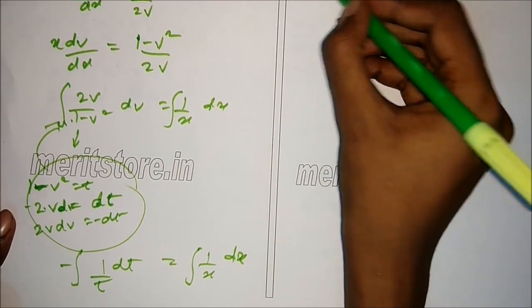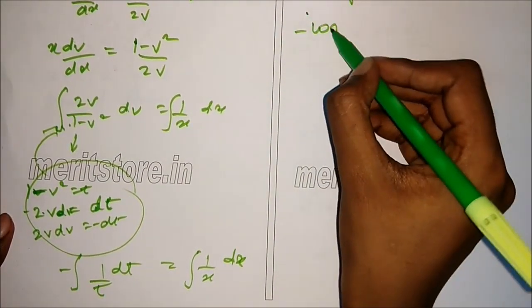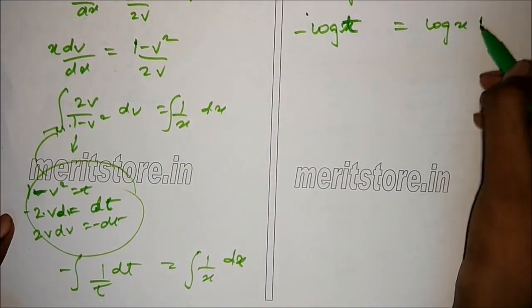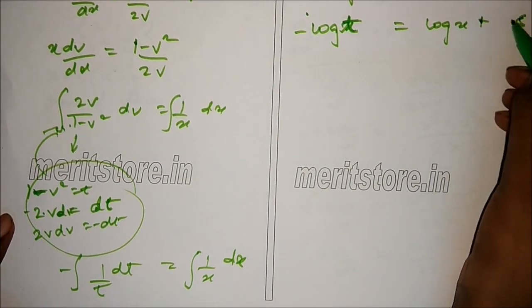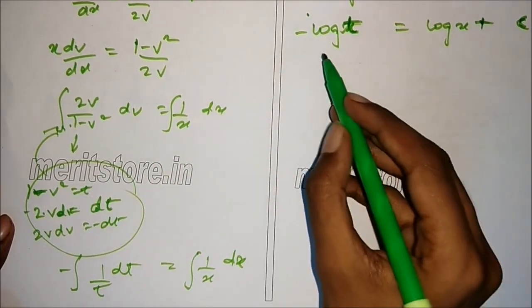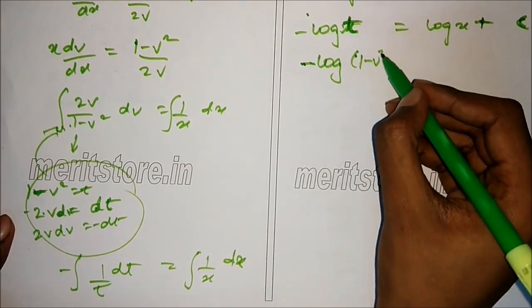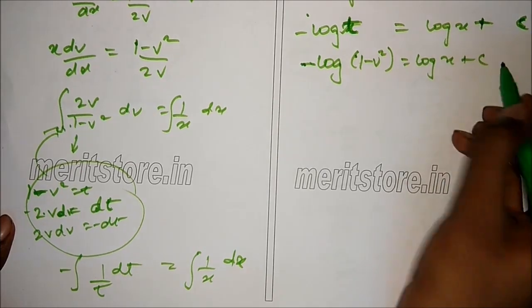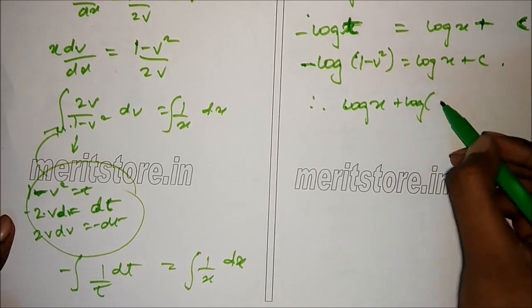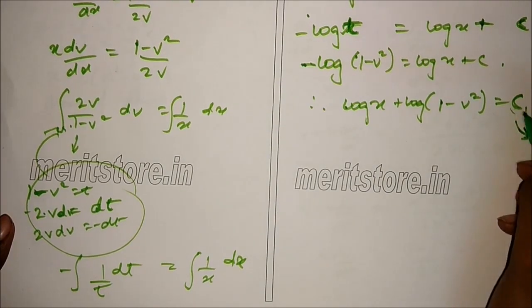So this will be minus of log t; integration of 1 by x is log x. So minus log t equals log x plus c. Let this be the integration constant. But t here is 1 minus v square. So this will be minus log of (1 minus v square) equals log of x plus c. Therefore, log of x plus log of (1 minus v square) equals c1, where c1 is minus c. Let this be another constant.